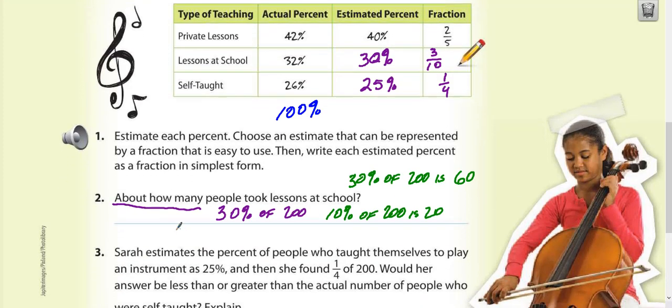All right. Sarah estimates the percent of people who taught themselves to play instruments at 25%. There's her estimate. And then she found 1/4 of the 200.